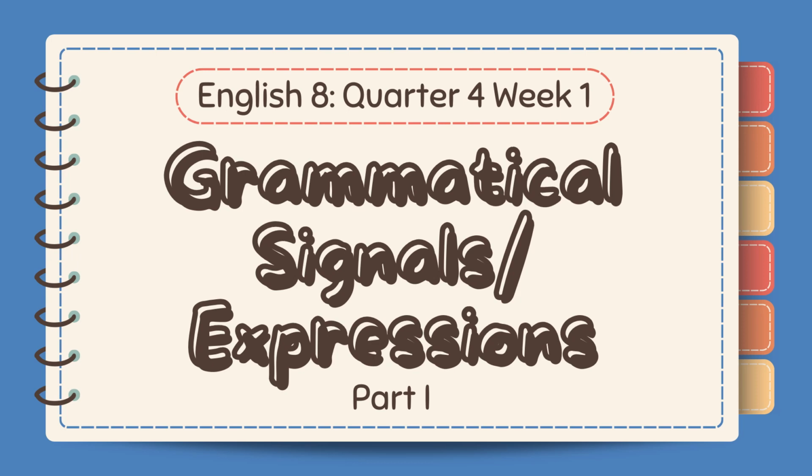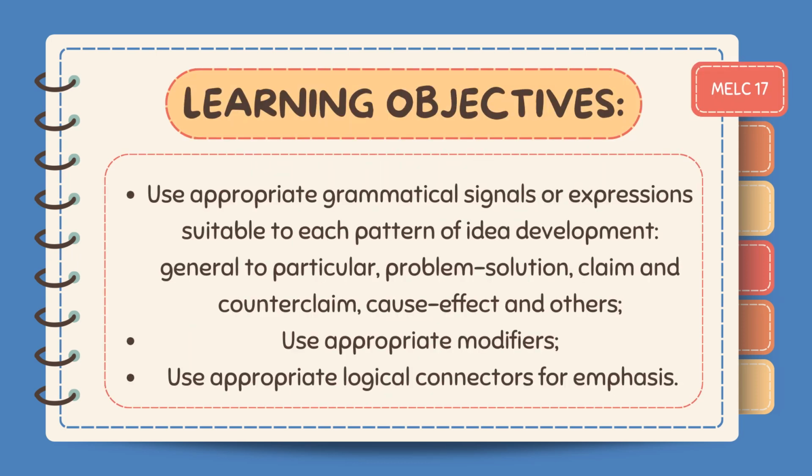Today, let us learn about our first topic for quarter 4, entitled Grammatical Signals or Expressions. Here are our learning objectives. At the end of the lesson, you will be able to use appropriate grammatical signals or expressions suitable to each pattern of idea development: general to particular, problem solution, claim and counterclaim, cause and effect, and others. You will also be able to use appropriate modifiers and use appropriate logical connectors for emphasis.